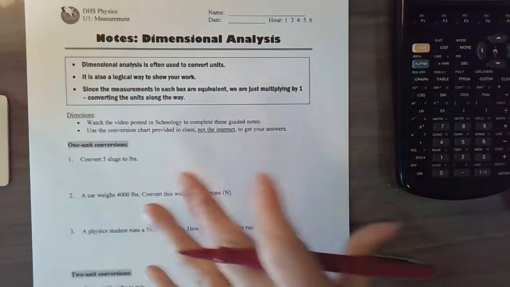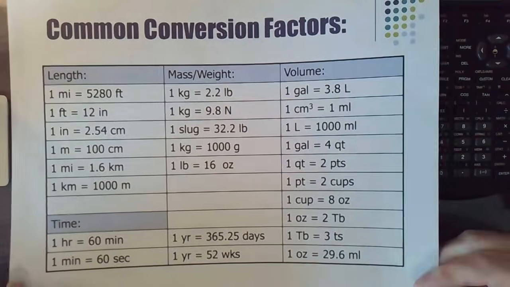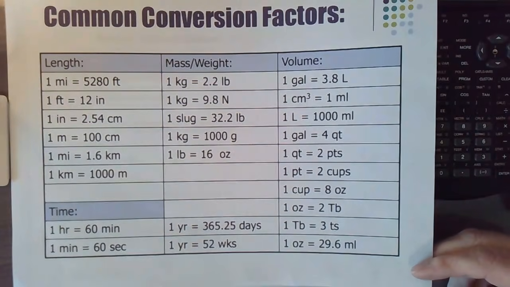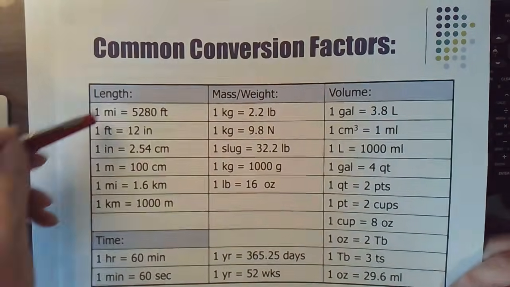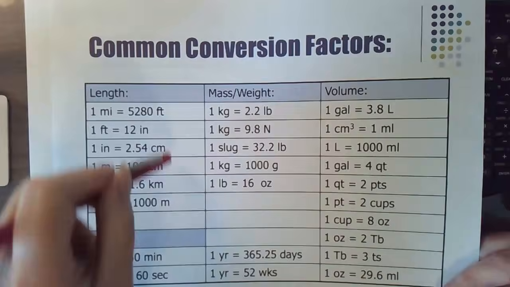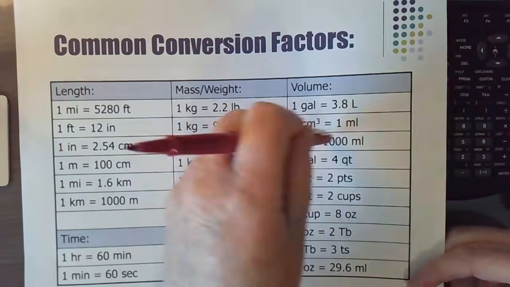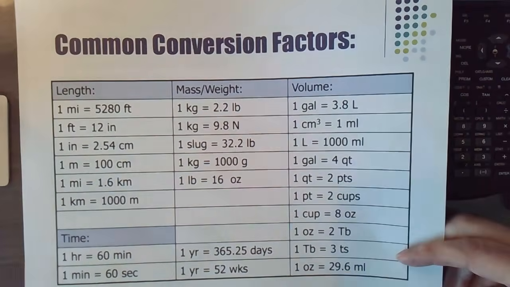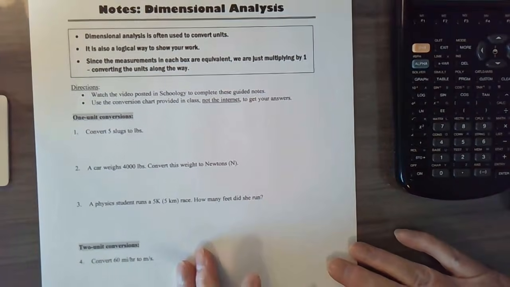So you need to have the guided notes in front of you, and you also need to have this chart of common conversion factors. You don't need to memorize any of these. You can always use this chart, and you probably know some of them, but in case you don't. Notice that they're kind of grouped. If we're talking about lengths, just look in this area, masses and weights in this area, volumes, and then times are down here. So let's buzz through a couple of quick examples.